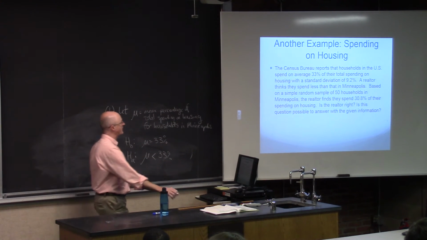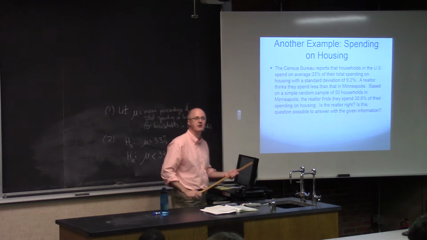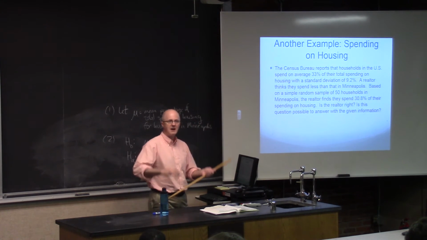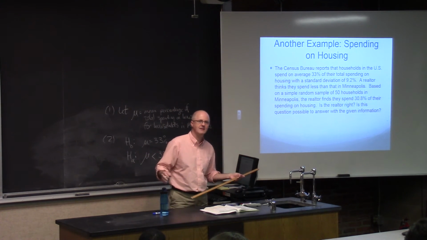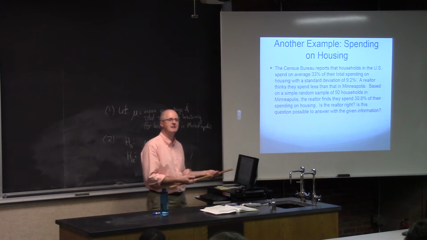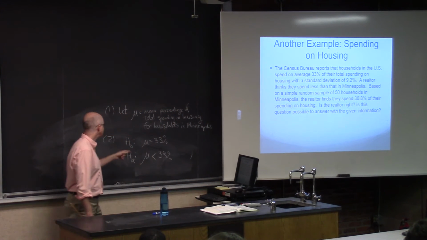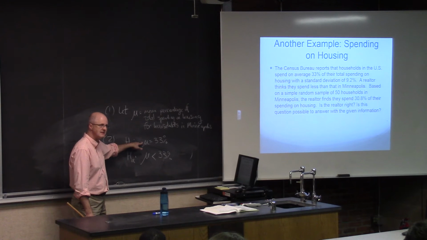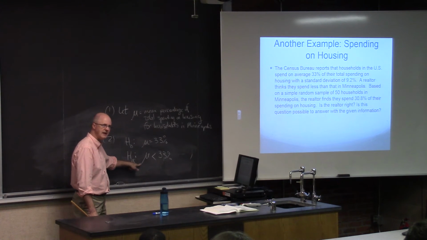That's the claimed percentage for all households in the entire country. We're not going to try to argue whether that's right or not. We're trusting that it's right. We are testing for households in Minneapolis. Is it a reflection of reality or not? And the theory here for the realtor is that mu is less than 33%. Okay?